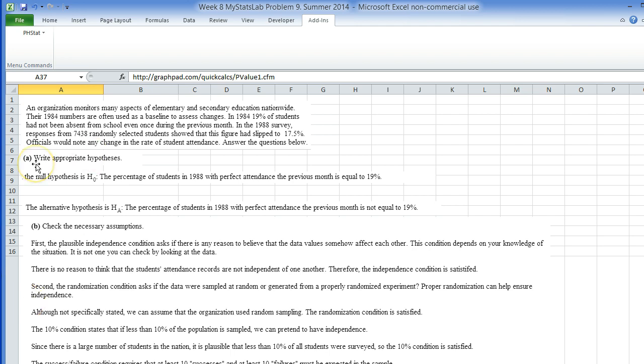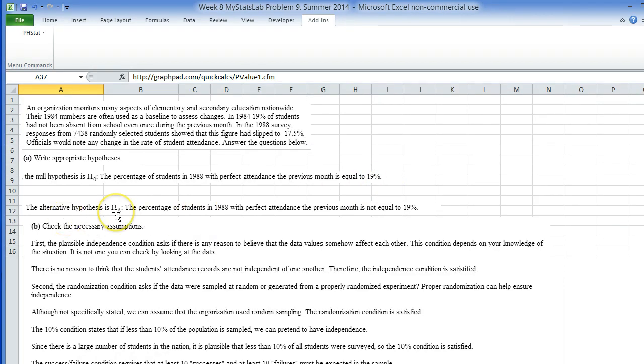The first one is, we want to write appropriate hypotheses. The first one is the null hypothesis, which speaks to what is assumed to be the case and what is the status quo. And we are told that the 1984 figures form the baseline, so the reference is going to be this 19%. So the percentage of students in 1988 with perfect attendance the previous month is equal to 19%. That's going to be our null hypothesis.